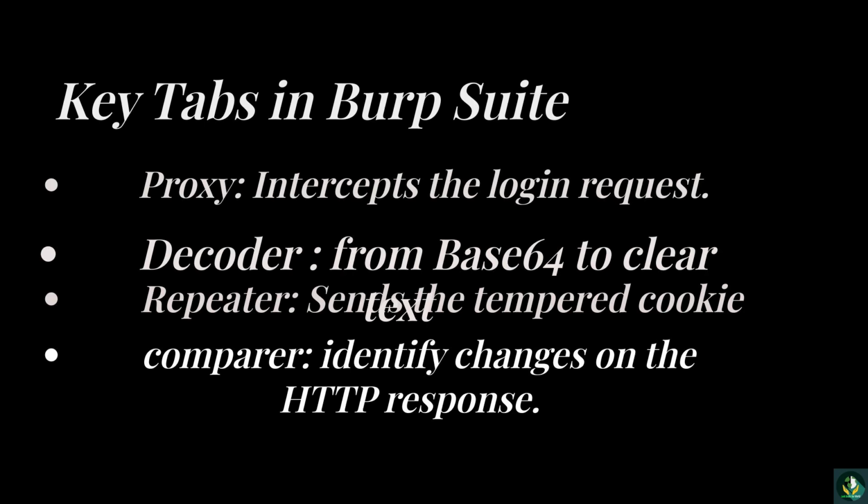Once we have decoded the cookie and understood its structure, it's time to tamper with it. Just modify the cookie value as desired, for example, changing id=10 to id=11. After modifying the cookie, send the entire request to the Repeater tab. In the Repeater tab, you can resend the tampered request to the server and observe the response. Finally, we need to analyze the impact of a tampered cookie. So go to the Comparer tab in Burp Suite. Here you can compare the original HTTP response with the response received after sending the tampered cookie. Let's understand it practically.